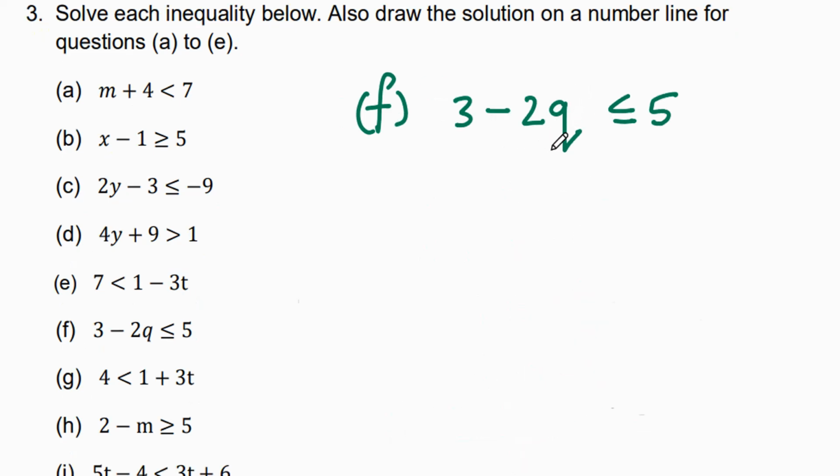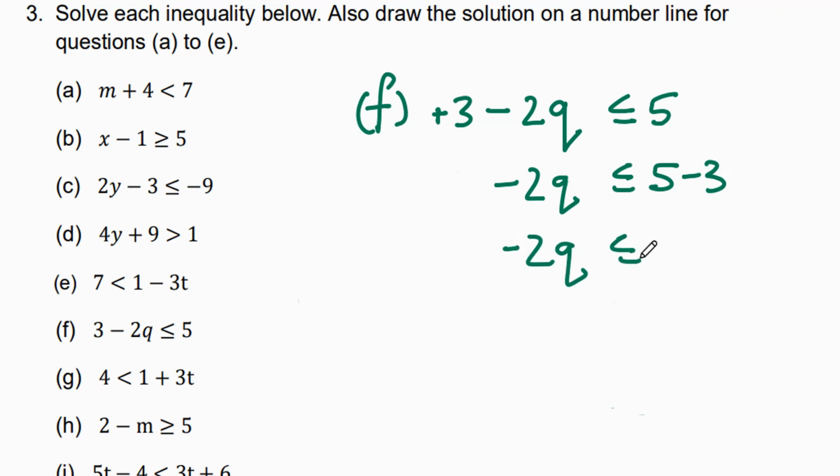Once again, we want to isolate the letter, in this case Q, on the left-hand side. So we can first take the 3 here to the right-hand side, and it becomes negative 3. There's a plus here, of course, that we don't write. So the positive 3 here, when we move it to the right-hand side of this inequality, it becomes negative 3. Now we want to get rid of the negative 2 here, so we can divide it into the right-hand side.